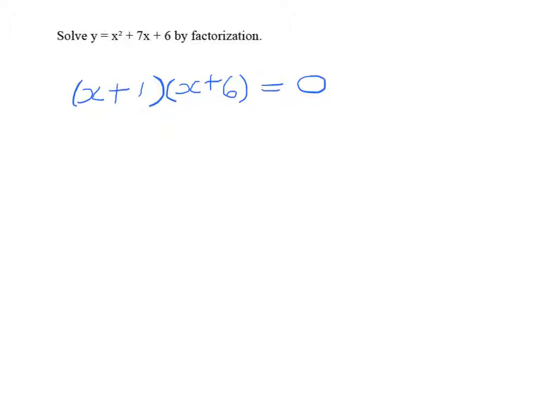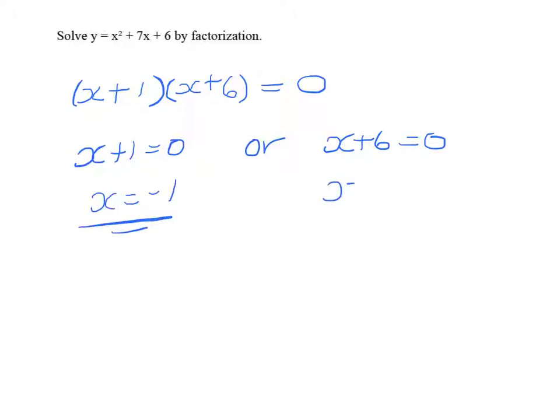When I've got two things multiplied together and I get an answer of 0, one of them must be 0. So either x plus 1 equals 0 or x plus 6 equals 0. In this case, x would be minus 1. In this case, x would be minus 6.